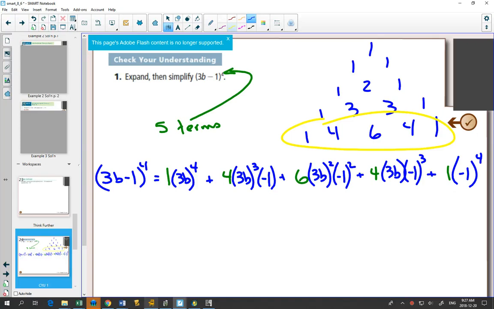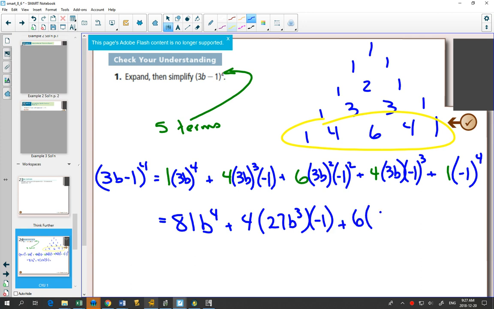Now in this situation, it said expand, then simplify. So you're going to have to do some exponent rules. 3 to the exponent of 4, 81 times 1 will be 81 b to the 4 plus 4 times, I'll just do this one step at a time. I'll do my exponent laws first. Negative 1 cubed is negative 1. And negative 1 to the power 4 will be plus 1. So I just expanded all my exponents first.